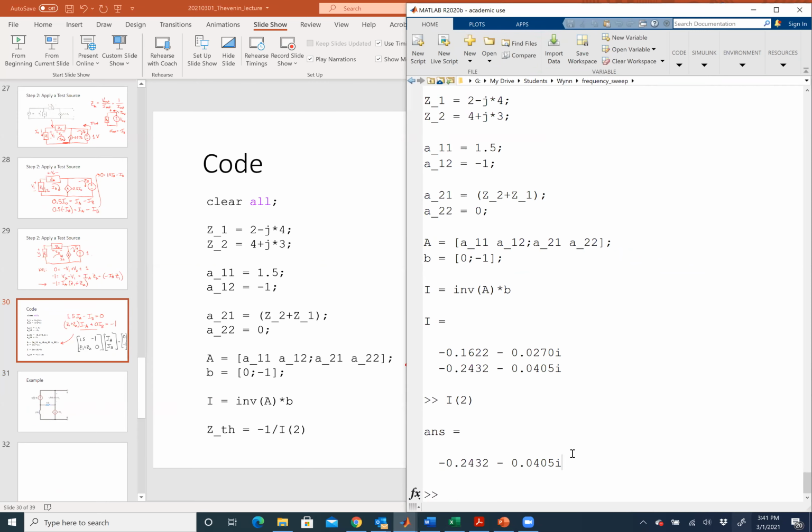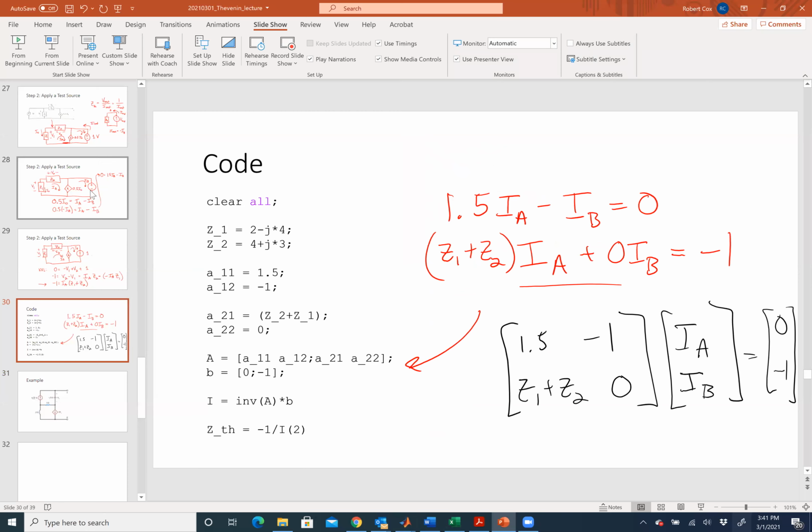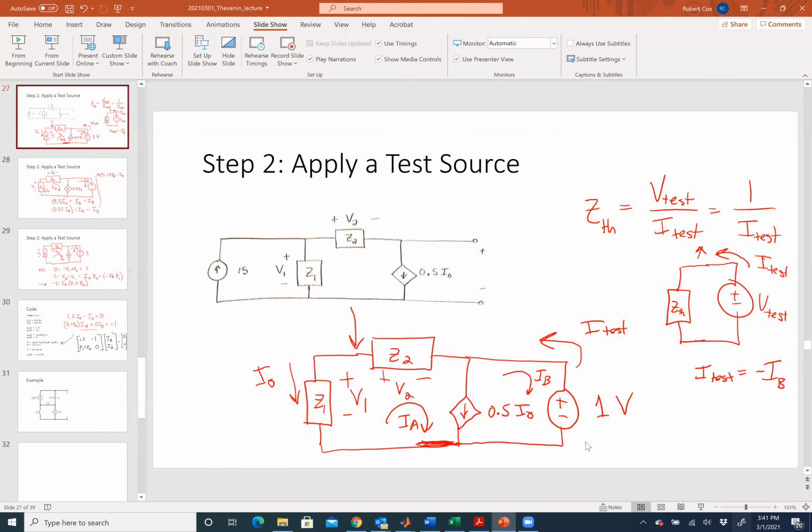Now, notice what I did in my code to find Z Thevenin. I did -1 over that second entry. Why did I do that? Why minus? I applied a 1 volt source. Back to this picture, I applied a 1 volt source. This picture tells the story, doesn't it? Because of the passive sign convention, I test is always defined as the current flowing out of this guy. It's the opposite of my mesh current.